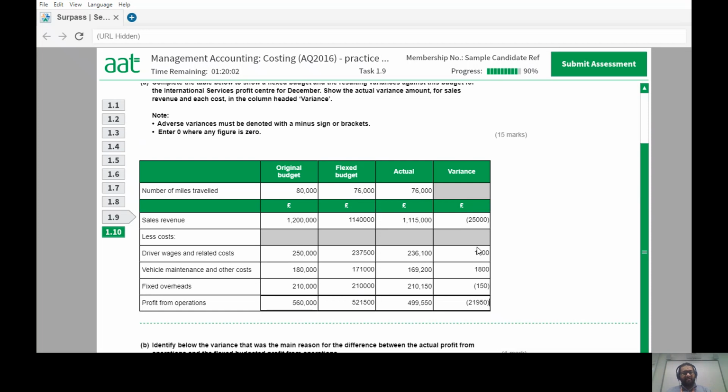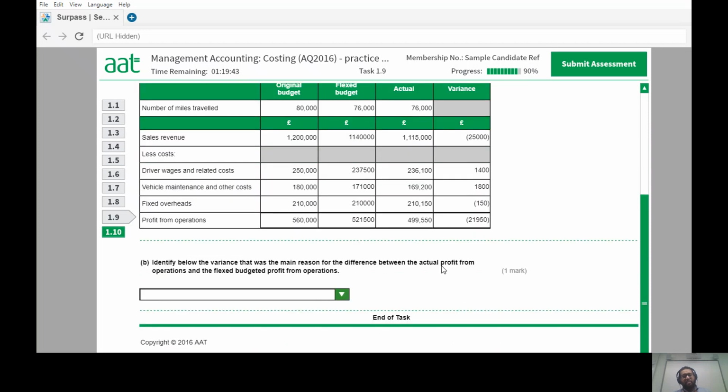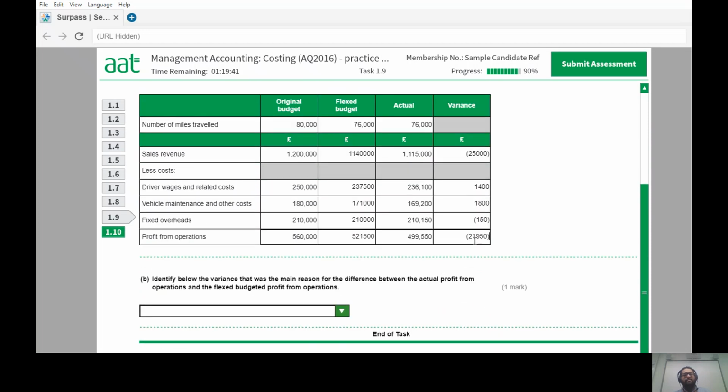So let's prove it. If you add these two and take away those two, you will get minus 21,950. So let's see that here. 25,150 minus 1,400 minus 1,800. That should give me 21,950 there. So that will be my variance afterwards. Okay, I'm still achieving a profit, but it is less than I initially budgeted for.